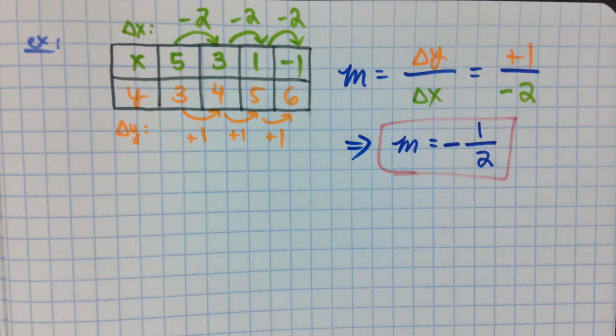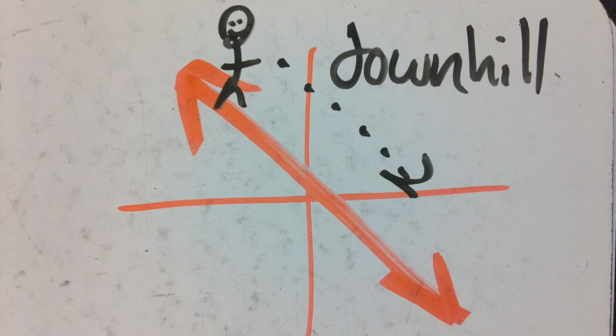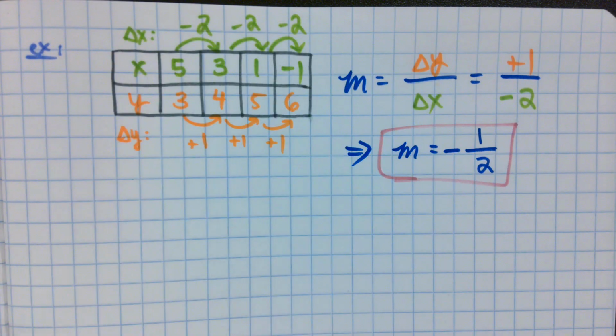If we were to graph this, which we'll get to in Monday's lesson or something like that, we're going to see something just like this, with our little stick person going downhill from left to right, because we have a negative slope.